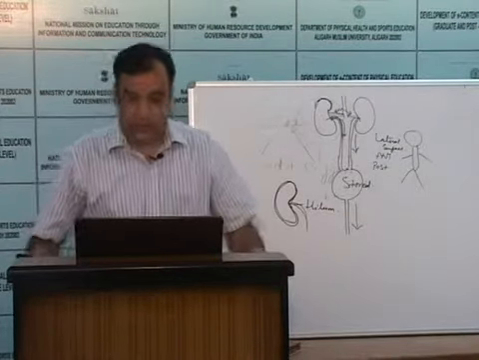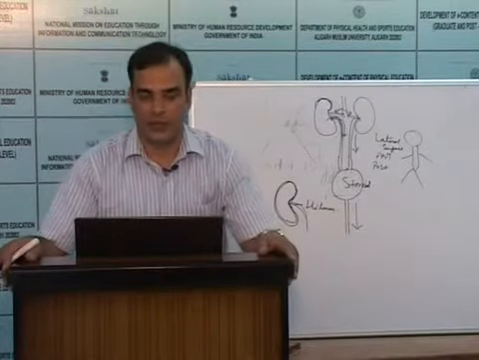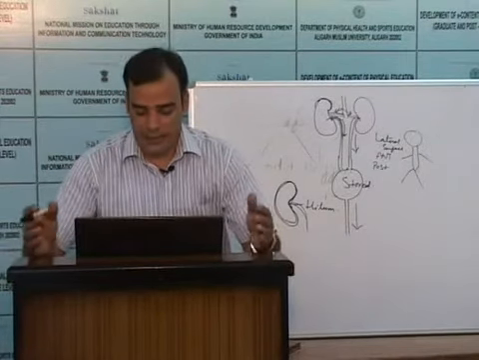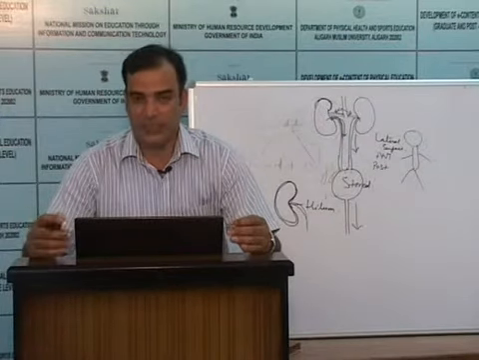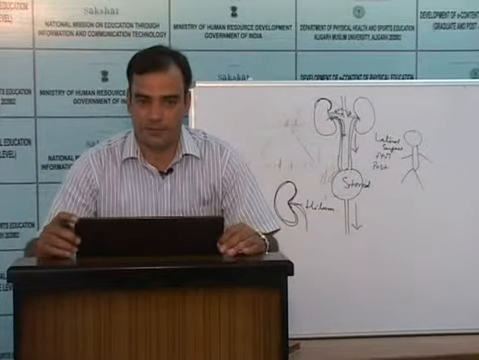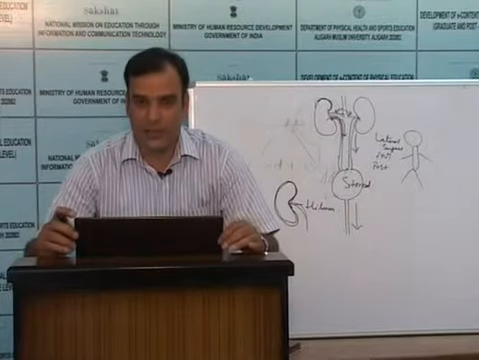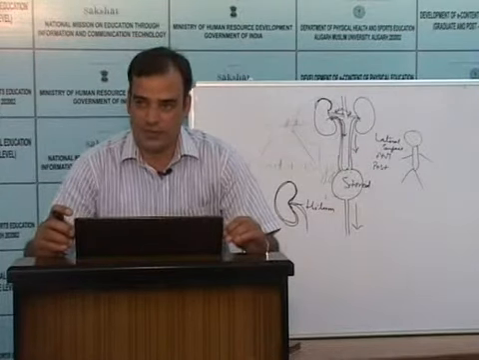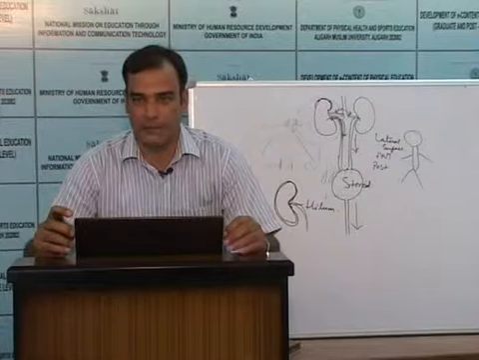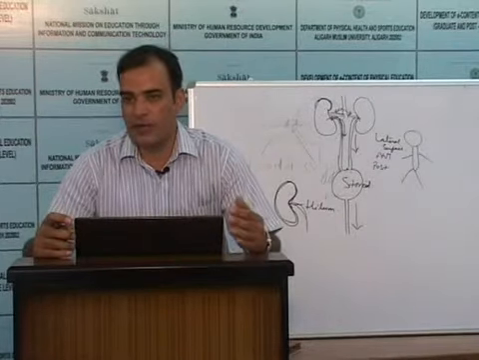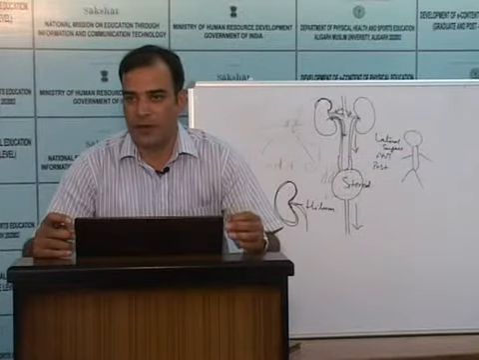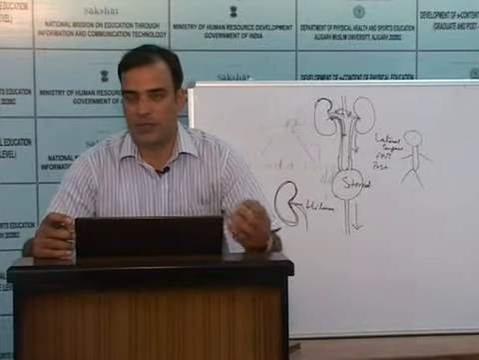Now let us discuss the microscopic structure of the kidney. Basically, kidneys are made up of a special structure called nephron. Nephron is considered as a structural as well as functional unit of the kidney, which means the function that is performed by kidneys is basically performed by this structure called nephron.